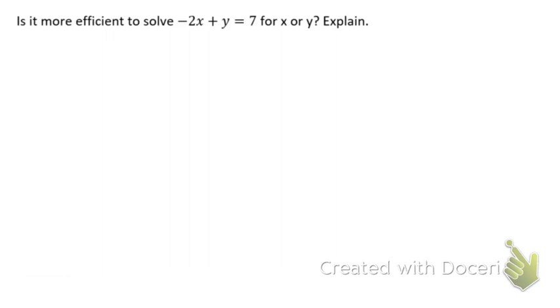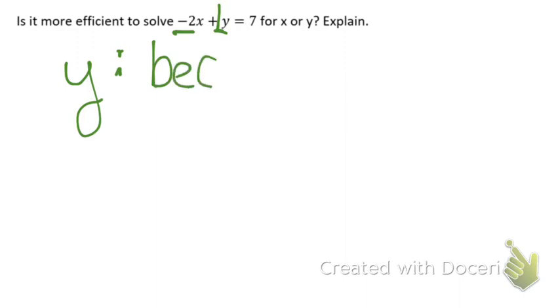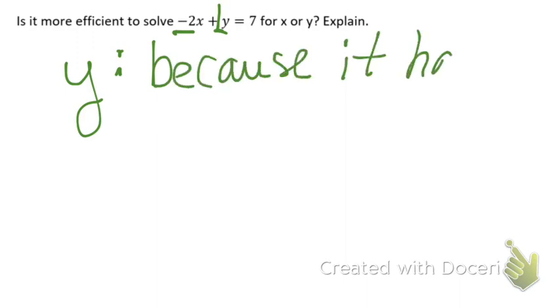Okay, so is it more efficient to solve negative 2x plus y equals 7 for x or for y? So you're looking at your coefficients. We have a negative 2 and we have this one's a 1. Which one's going to be easier to isolate? And that's going to be y, and that's because it has the coefficient of 1. So you don't have to divide.